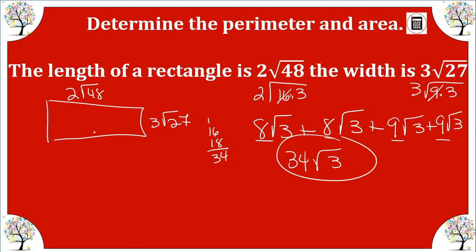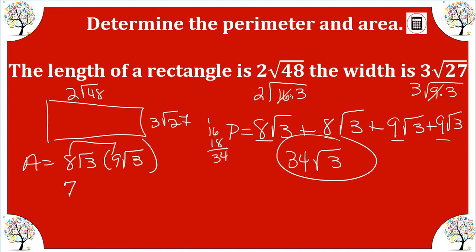Okay, now let's do the area. So I know it's length times width, so I should put A equals here. Area is going to equal 2 radical 48. I've already broken that down into 8 radical 3 times 3 radical 27, which is 9 radical 3.